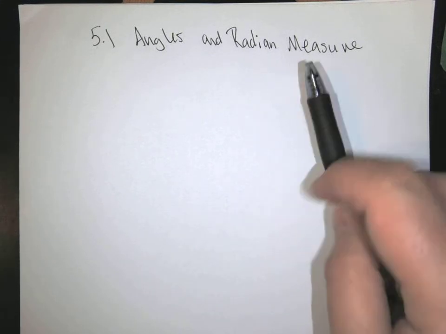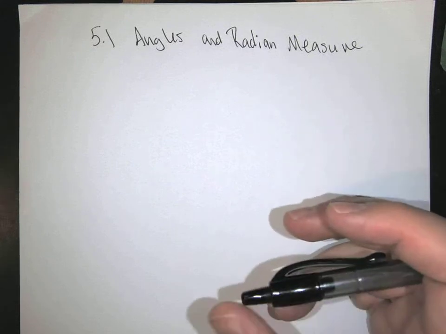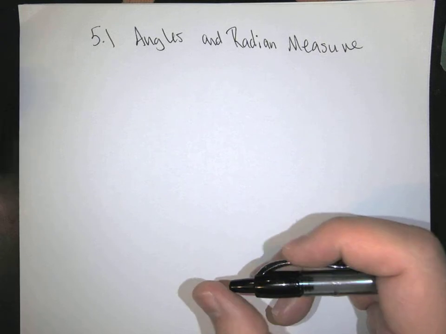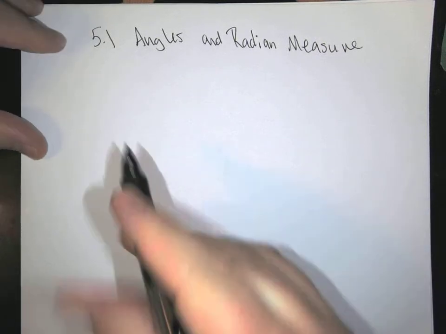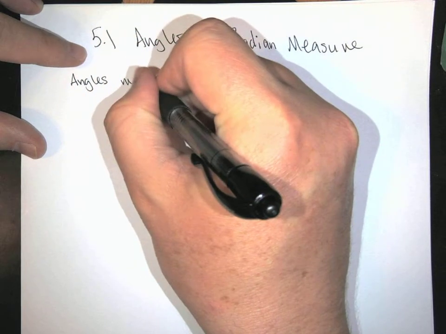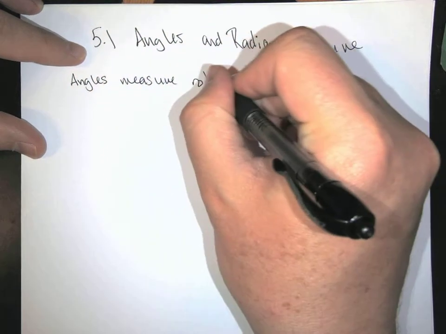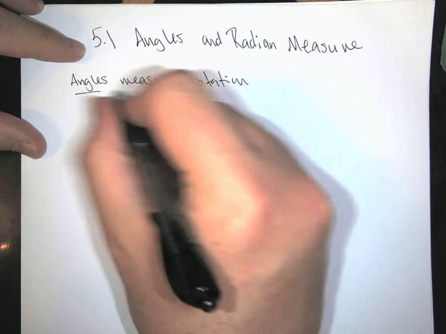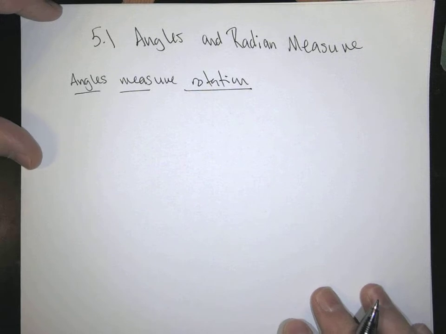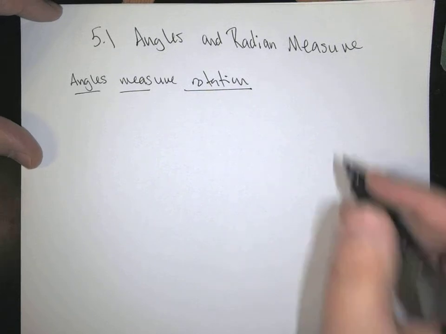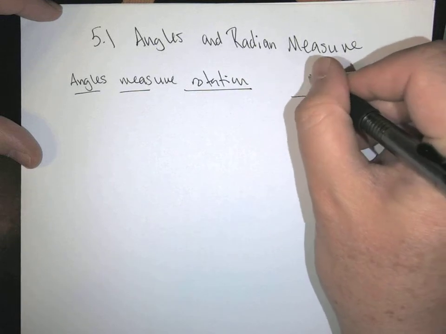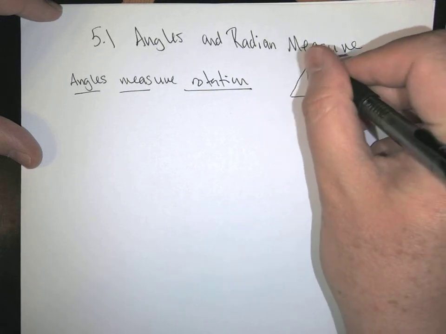So trigonometry is sort of all about angles. In some sense, it's kind of the math of angles to a certain extent, and angles are kind of unique because what angles measure is rotation. So that is, instead of measuring a distance from point A to point B, you're actually measuring how much something turns.